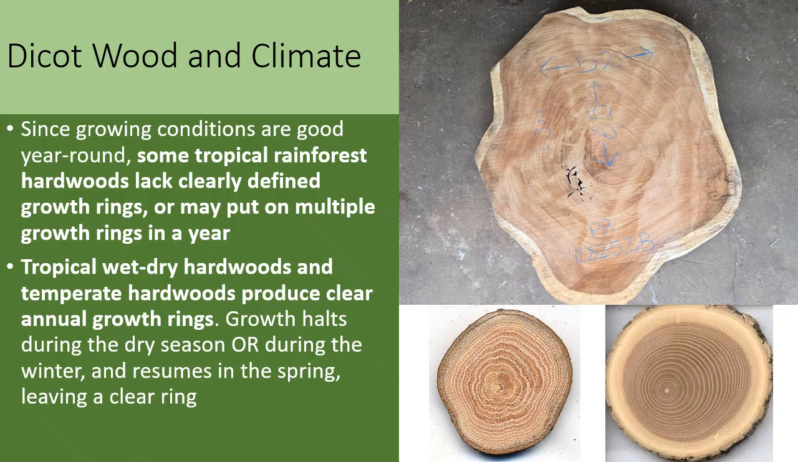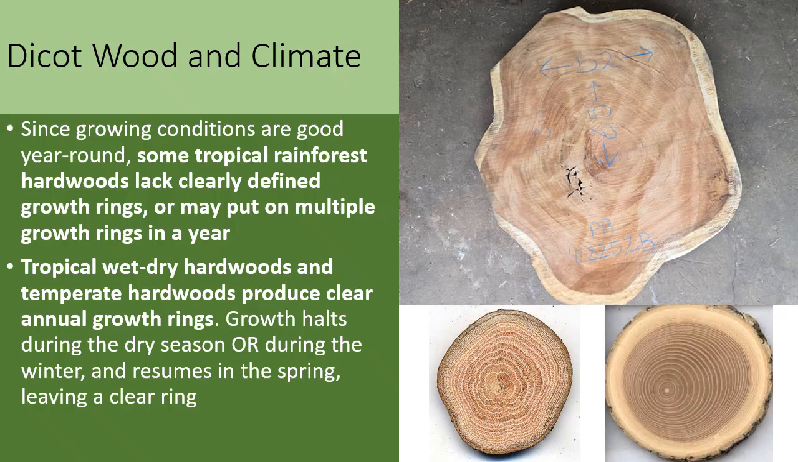So looking at this top image, if you try to focus in on any given ring, you'll notice that it kind of blends in with the rings around it. You can't follow a defined ring with your eyes all the way around this top tree cookie because there are no real defined rings. This top wood sample is from a tropical hardwood, probably from a rainforest.